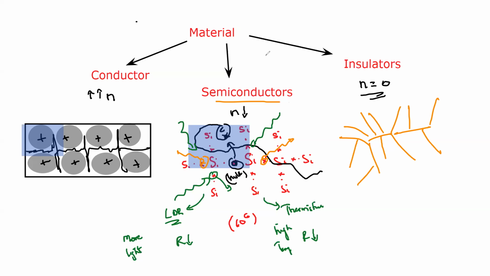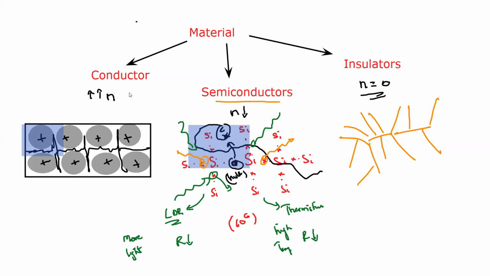If we have a salt solution, salt dissolves in water because the salt breaks down into ions, and these ions start to move, which increases the rate of conduction. So this is the explanation of the material in terms of N.